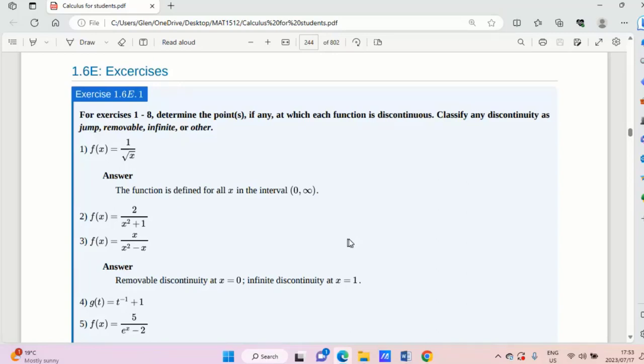So in this case, we don't mind 1 because we can't say 1 over 0 plus 1. 1 doesn't count because we already have 1 over 0, which is undefined. So you can't add 1 to something that's undefined, sir.